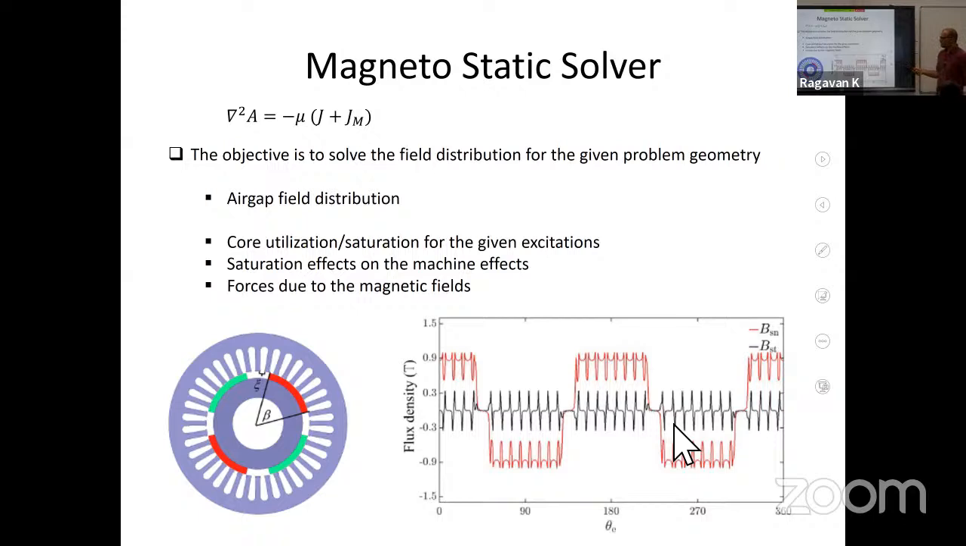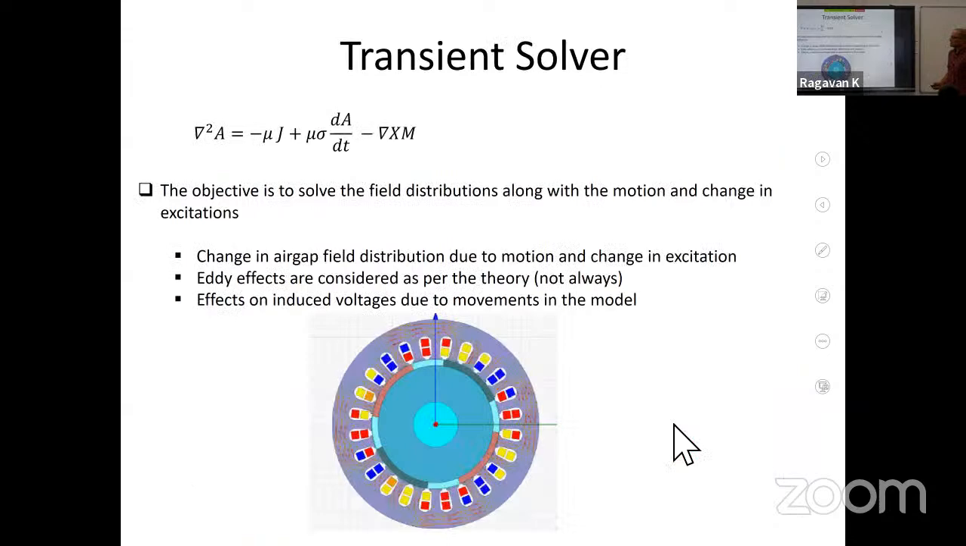Again, we can also estimate forces due to the magnetic fields in a static solver. But as I said, the force is again a post-FEA step. So this is an example of how the flux density looks inside the air gap. The normal and tangential components, you can get this kind of information just from a magnetostatic solver.